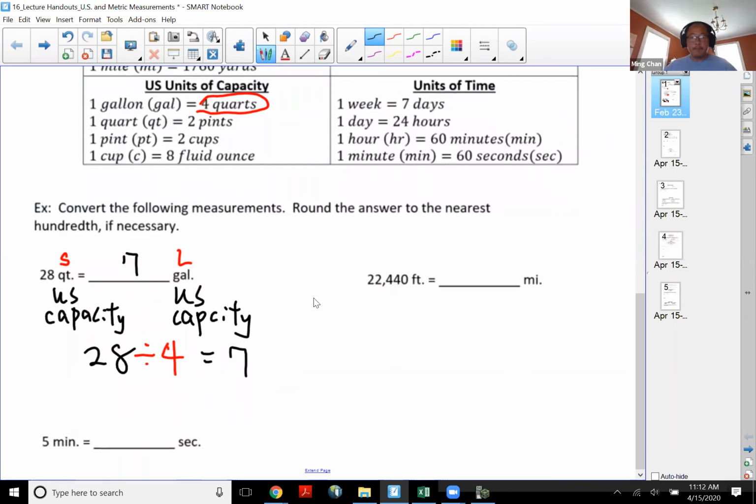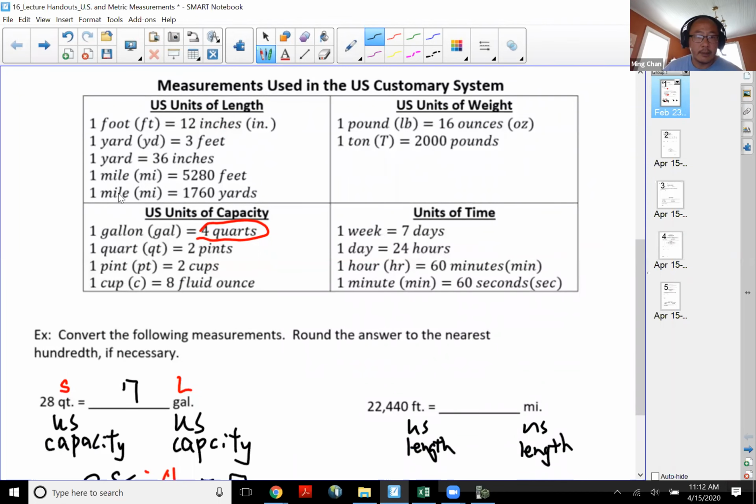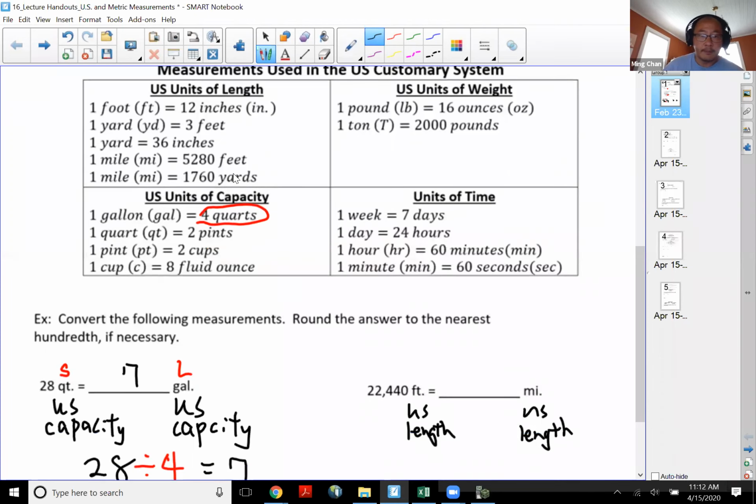All right, let's try this one here real quick. Feet to mile. So this is US. Mile is also US. US to US, and both feet and miles are lengths. So I'm converting US length to US length. Here, in the US units of length, I'm looking for feet and miles. 1 mile is 5,280 feet. So that's the ratio I will end up using.